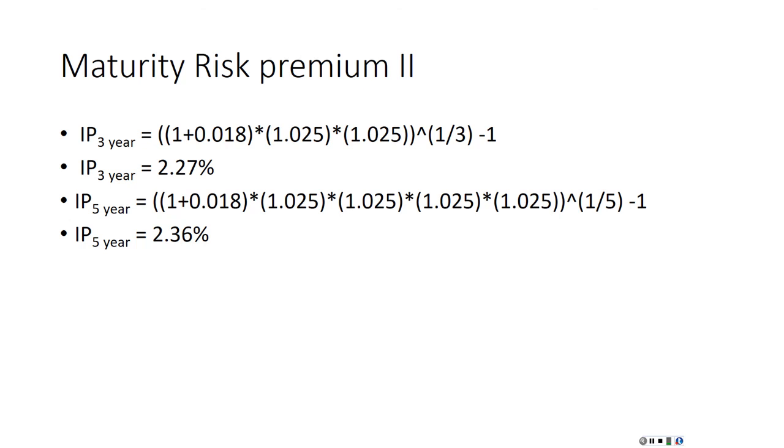For the 5-year, we take next year's inflation of 1.8% and add it to 1, and multiply it by 1 plus 2.5% a year for the next 4 years. Then we take the fifth root and subtract 1, yielding an inflation premium over 5 years of 2.36% per year.